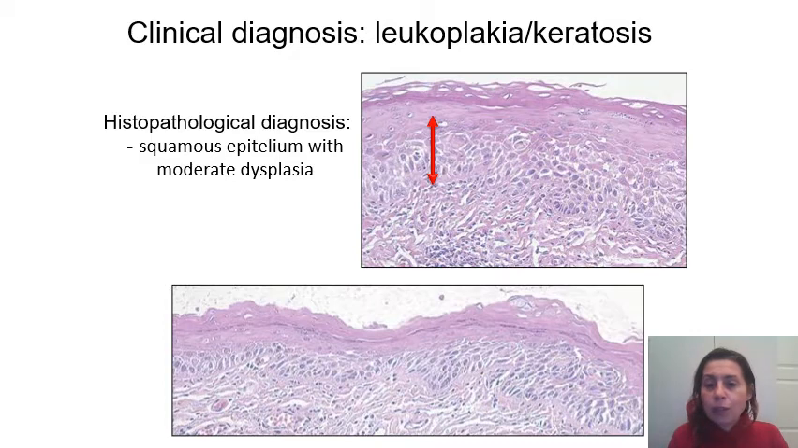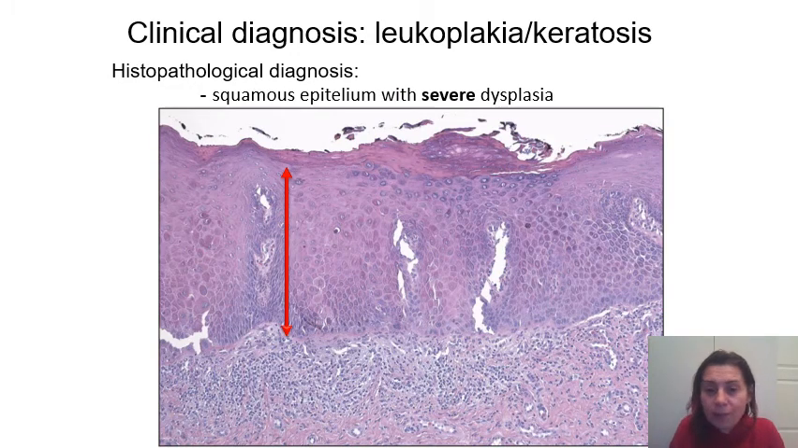Here is an example in which these changes affect the two lower thirds of the epithelium. So here again, you see that these cells are not as coherent as in a normal epithelium, and you could also see cytological differences: these cells have an increased nuclear cytoplasmic ratio, for example, and the nuclei have different size and different shape between different cells. Furthermore, when we see that these changes affect the whole epithelium, then the diagnosis is severe dysplasia or carcinoma in situ.